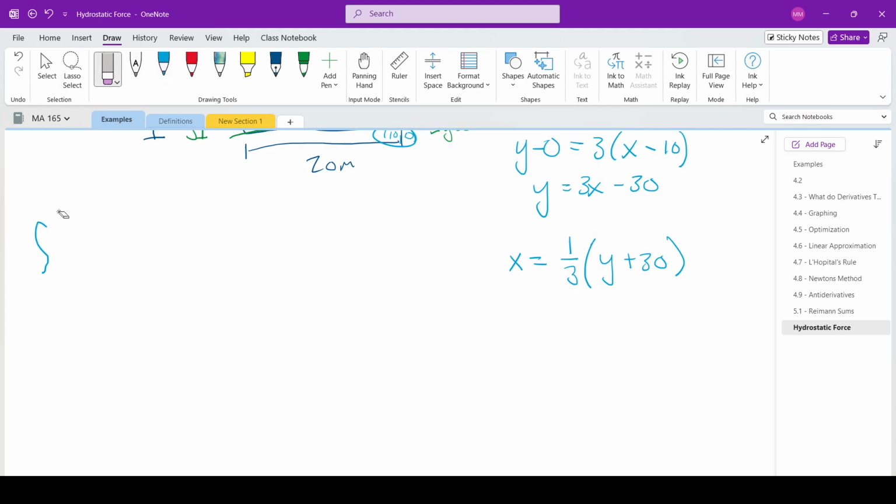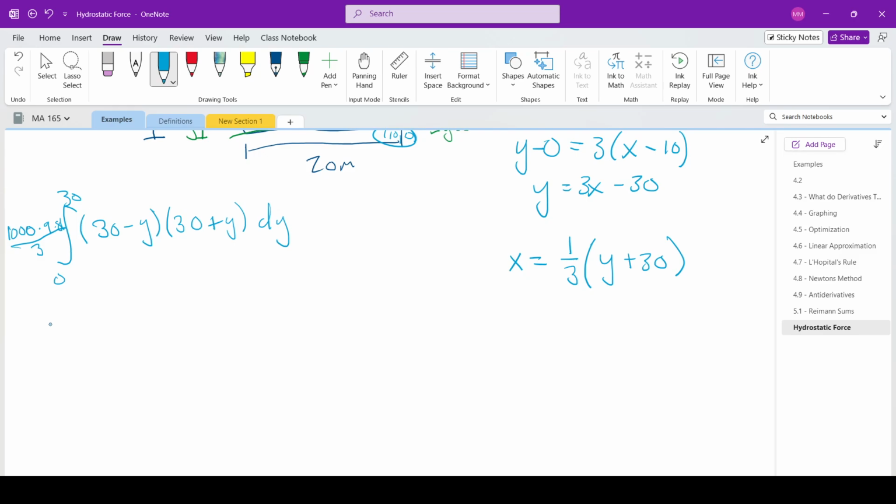Let me try that one more time. I'll get better with this thing, I promise. The integral from 0 to 30 of my water density times gravity times this third, because it's a constant. But then I'm left with my depth, 30 minus y, times 30 plus y, dy. And that's just the difference of squares.